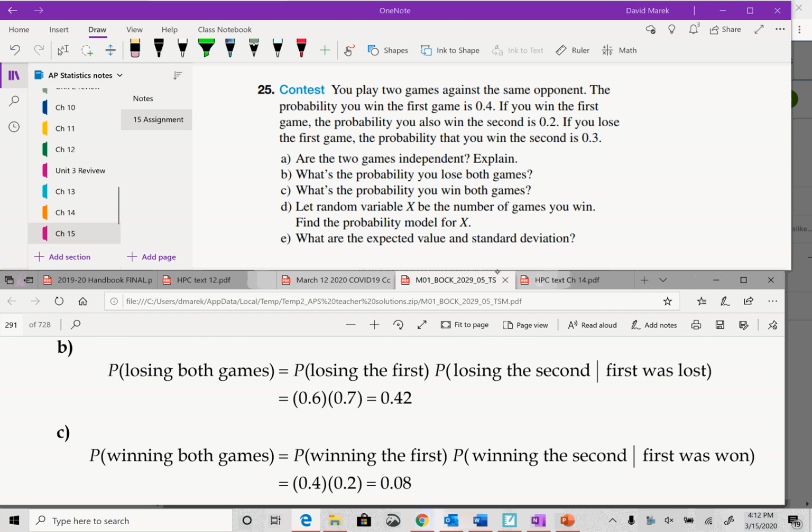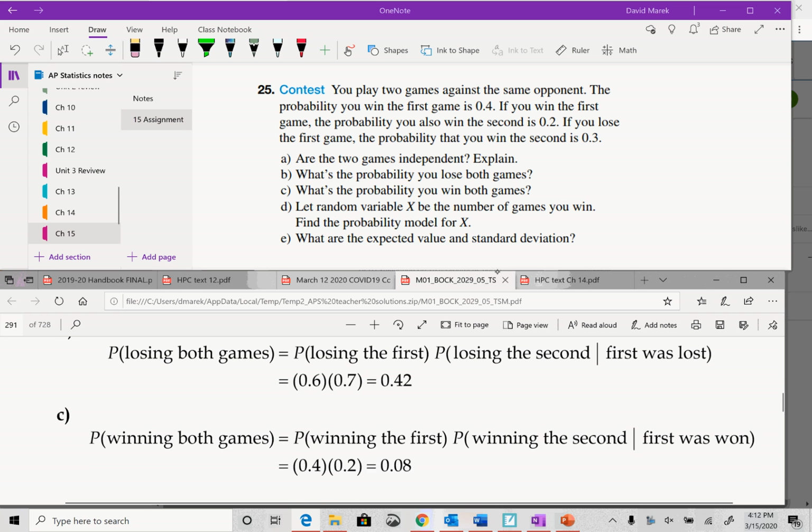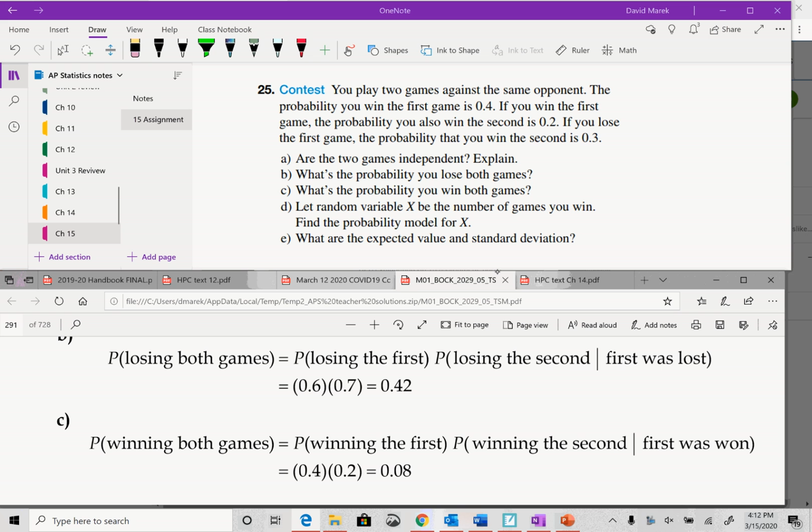All right, so those numbers they gave us here at the beginning, the probability of winning the first game is 0.4. If you win the first game, the probability you also win the second one is 0.2, so there's no real calculation to find that. Probability of winning both games is, well, that's kind of a sad 0.08.